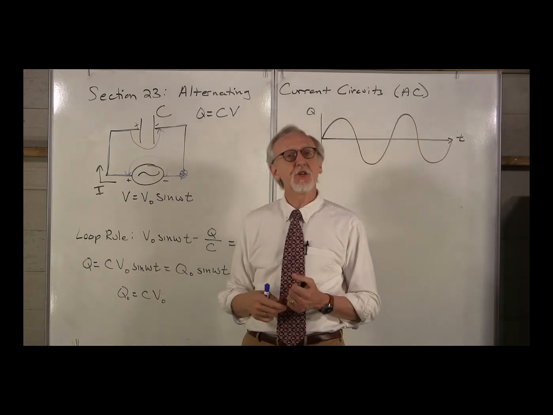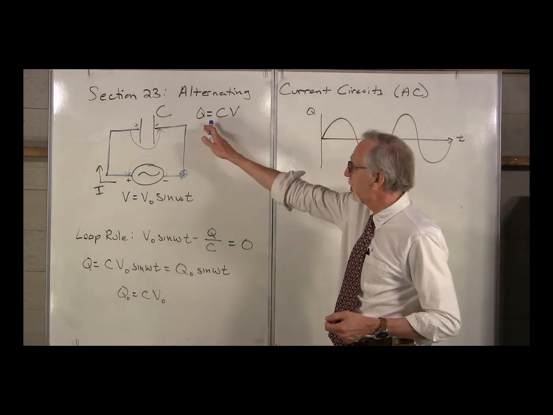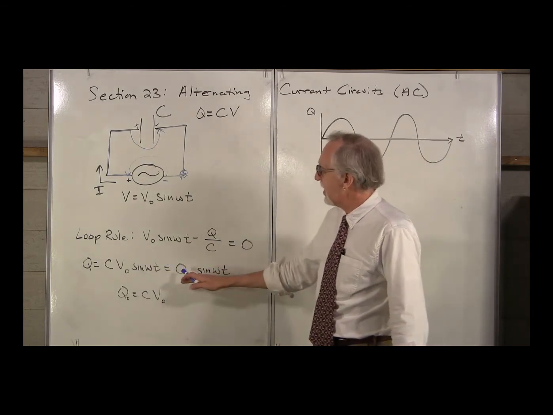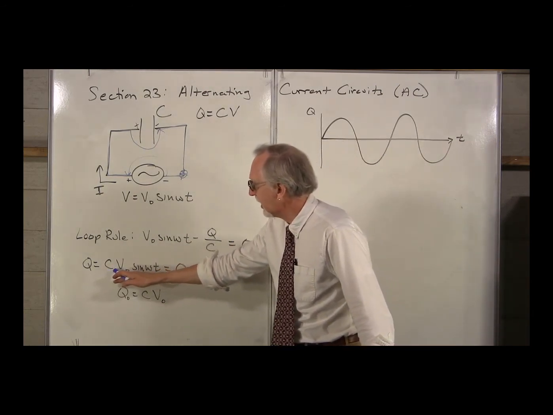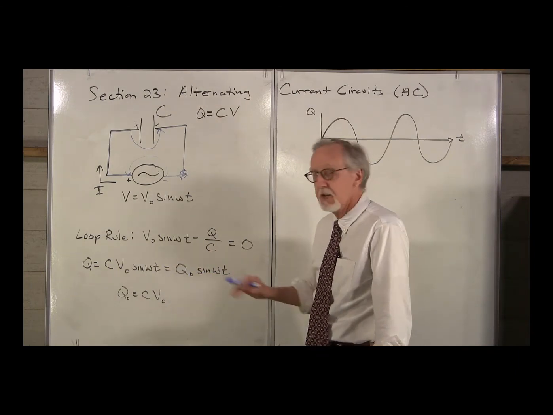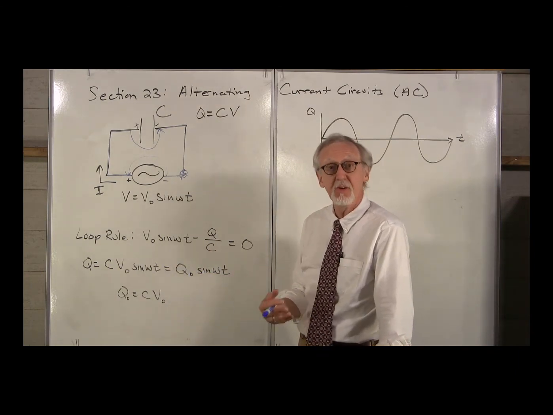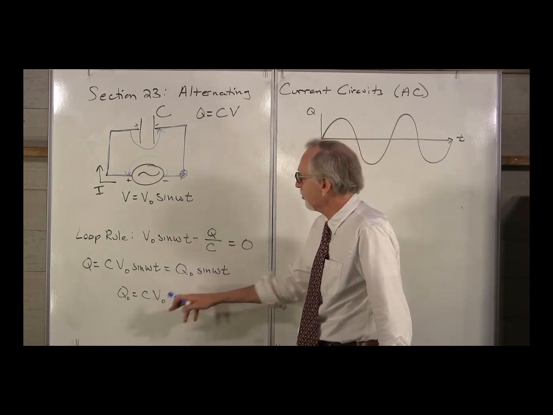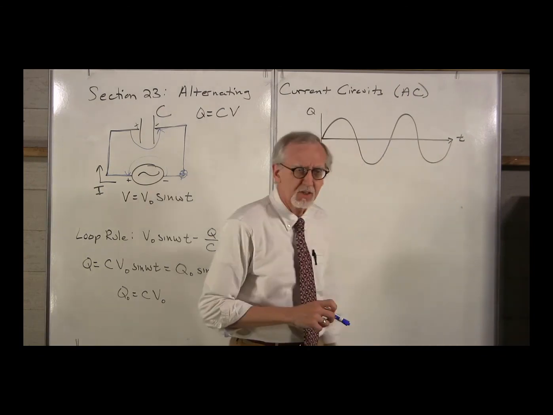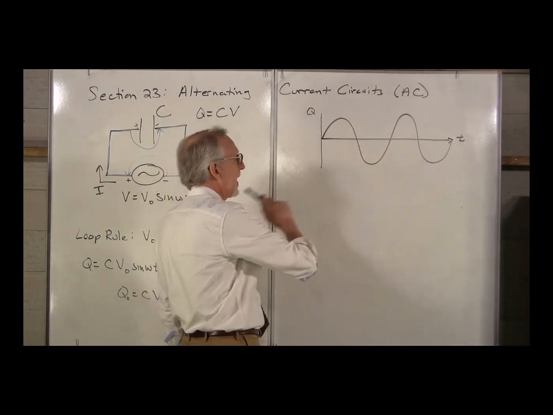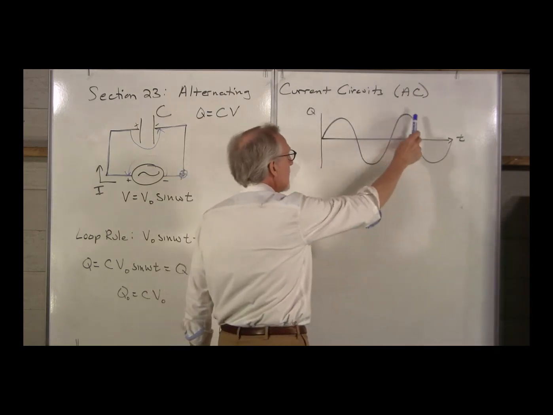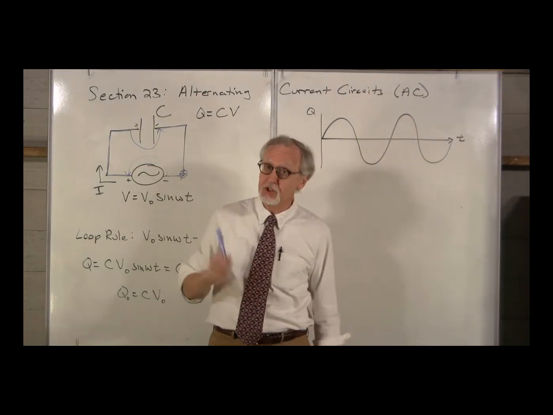It looks like the charge on the capacitor, Q, has a sine time dependence with an amplitude of C V0. So we can write this as Q0 sine omega t, where Q0 is the amplitude of the charge, where Q0 is then C V0. So we can graph what the charge looks like. The charge on the capacitor is going to be time dependent, and it's going to look like a sine wave, just like the voltage source.